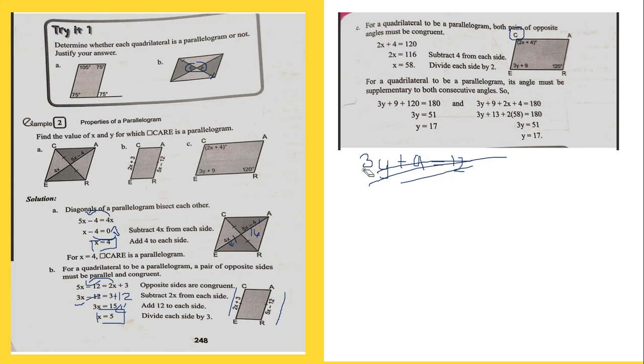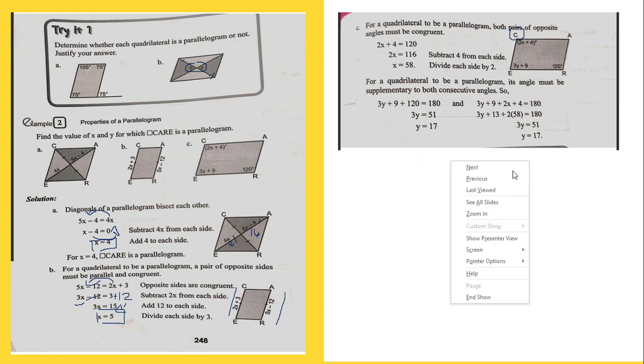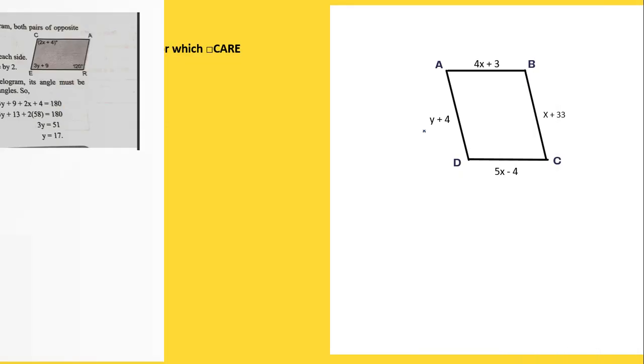Okay, sana naiintindihan nyo. Okay, so ganun yun. So, we can now say that 3y plus 9 plus 120 is equals to 180. And then, turn down into 3y is equals to 51. Then, divide both sides by 3. And we have y is equals to 17. Okay? So, yun lang yun.